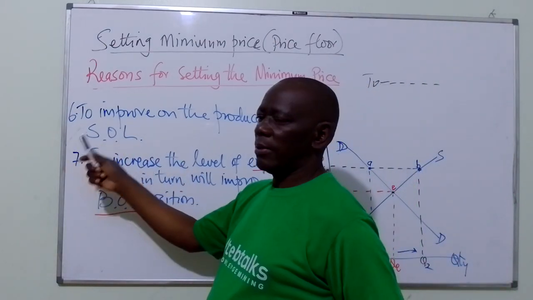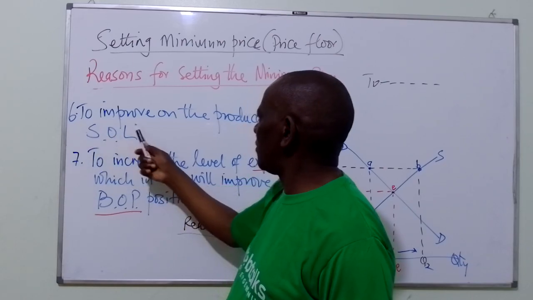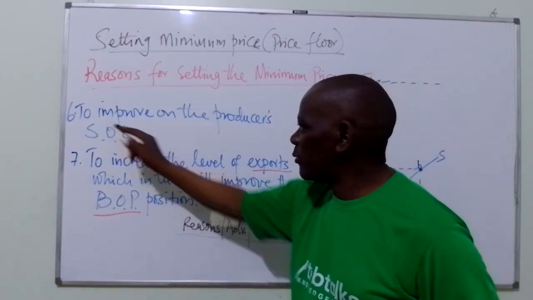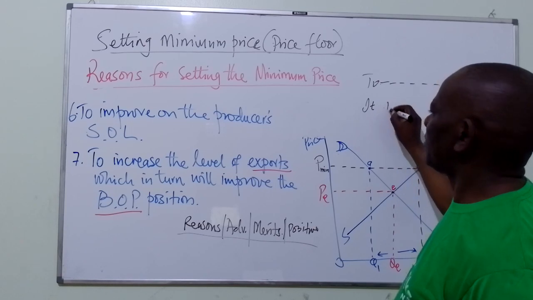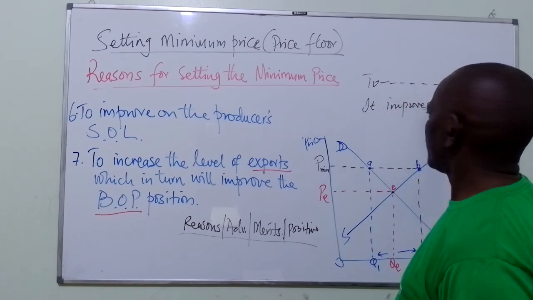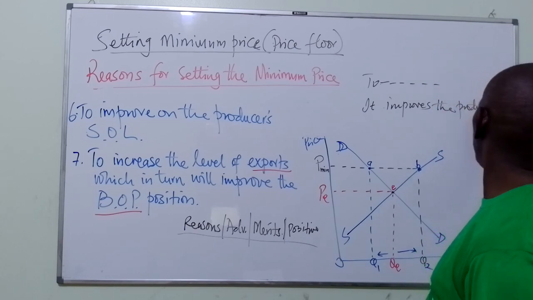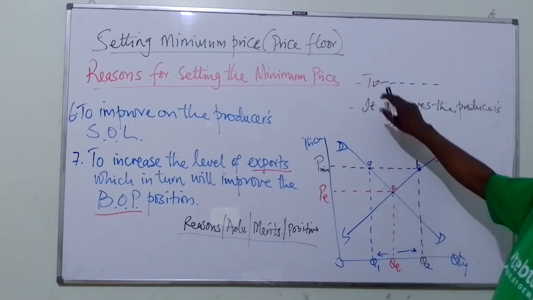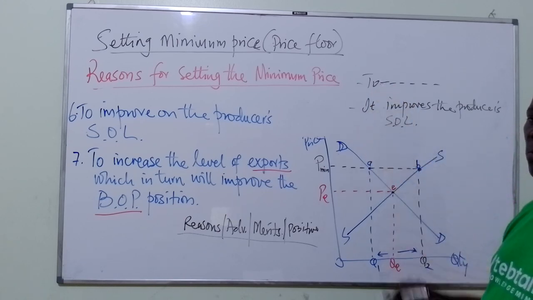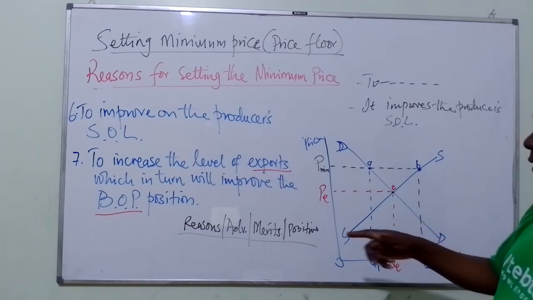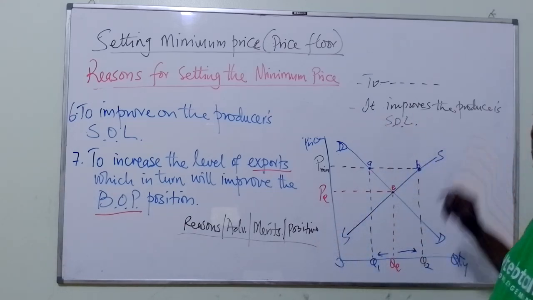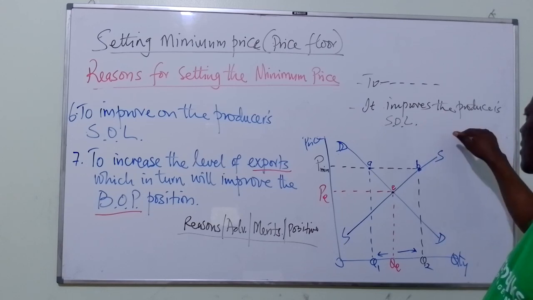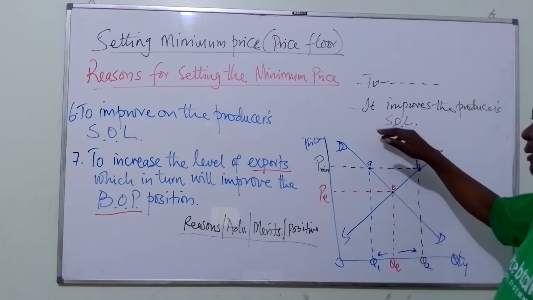We have said why is minimum price set? It is set to improve on the producer's standard of living. When you are presenting this as an advantage, the two changes and say it improves the producer's standard of living. So you see, it improves. Two is for reasons. Now, when you want to give the benefits, the advantages, the merits, we use it improves the producer's standard of living. So it improves the producer's standard of living. That's how you present it.